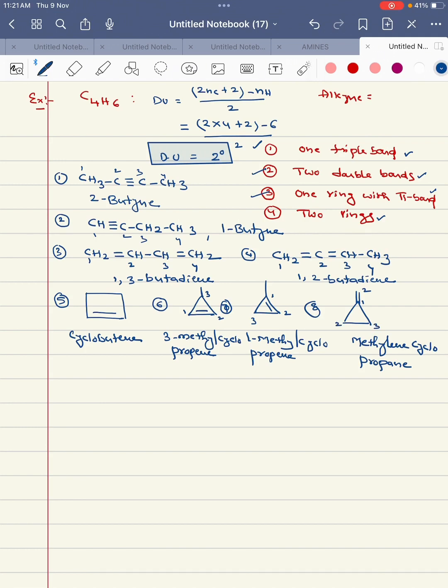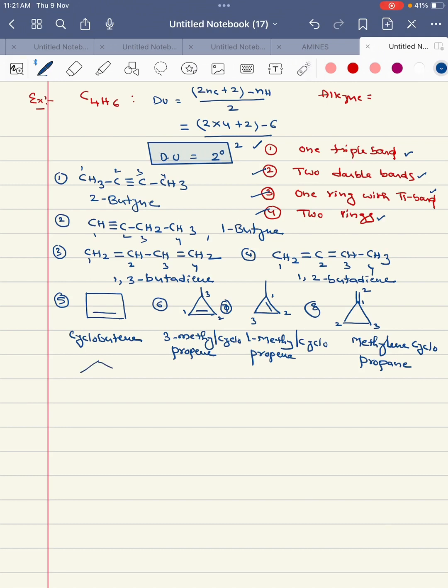Why have I written it like this? Because the parent is the longest carbon chain. Here 2 carbons are there. Now what is the substituent here? Methylene. Methylene cyclopropane. Next, this is also, next one is where two rings are there.